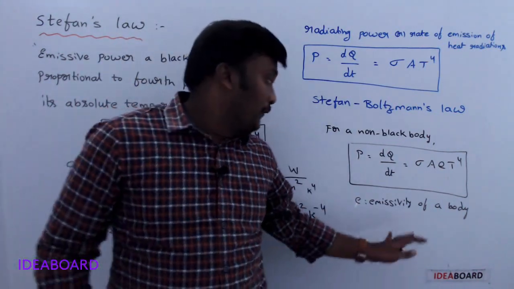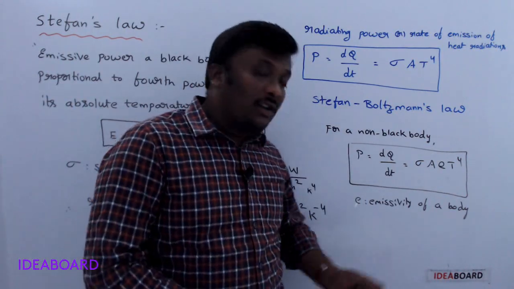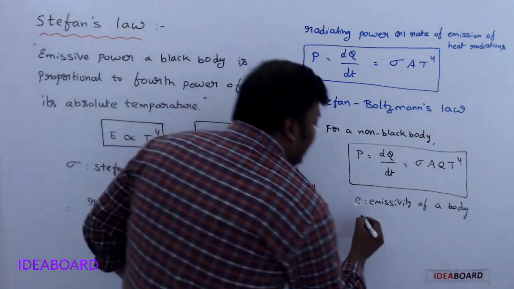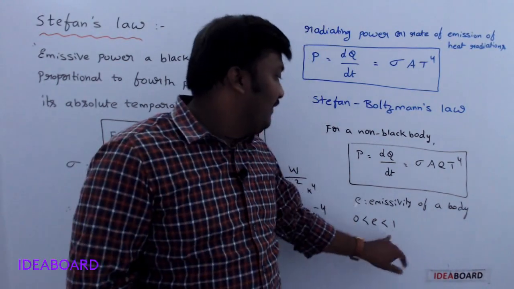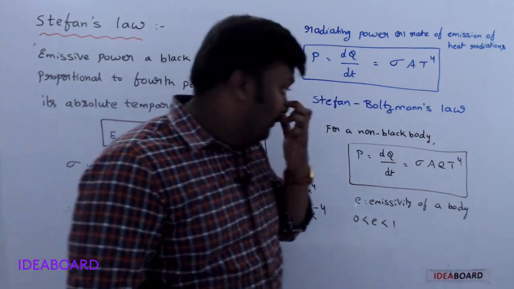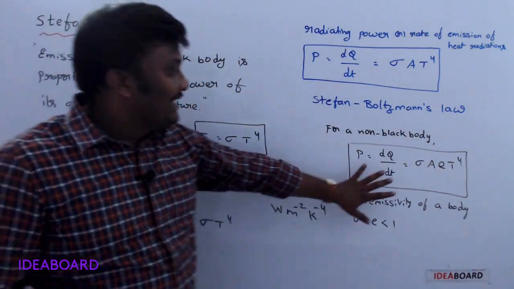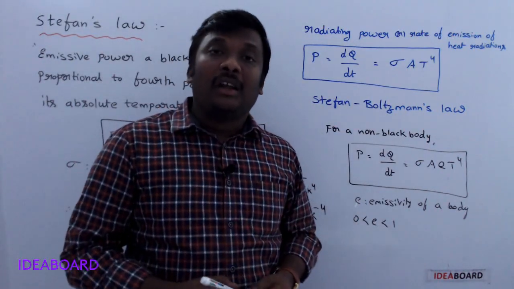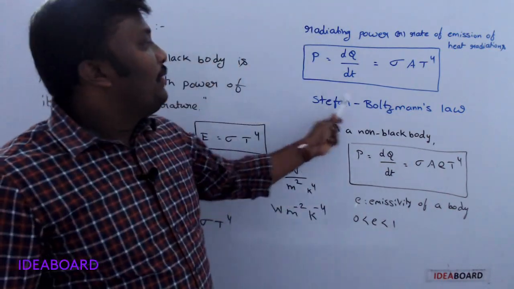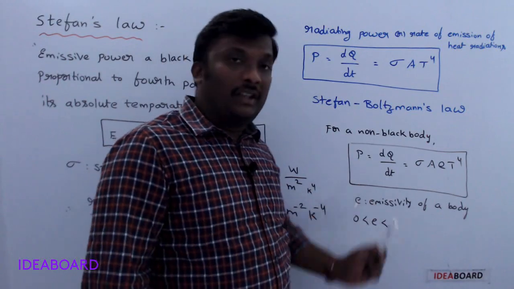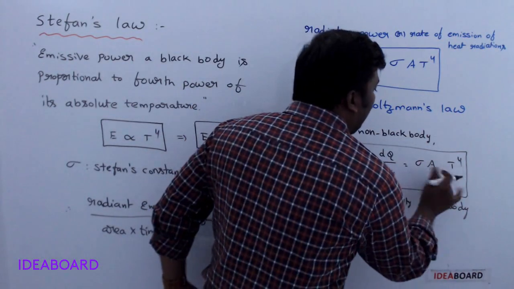The definition of emissivity was discussed in the previous session, so please watch that video. Its value always lies between 0 and 1. For a perfectly black body, e is always equal to 1. If e is 1, then P is equal to sigma A T power 4. So this is the general formula, applicable for both black bodies and non-black bodies. So Stefan Boltzmann law is nothing but radiating power P is equal to sigma A e T power 4. Please note it down.